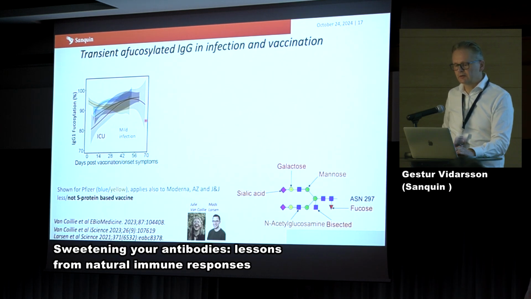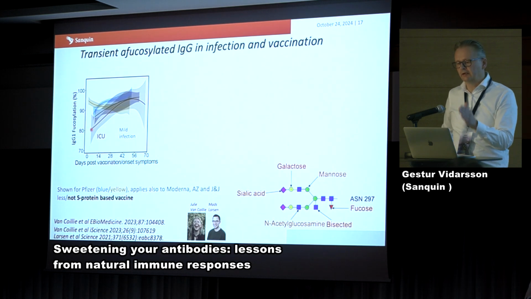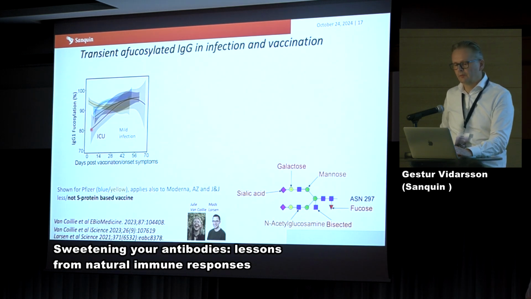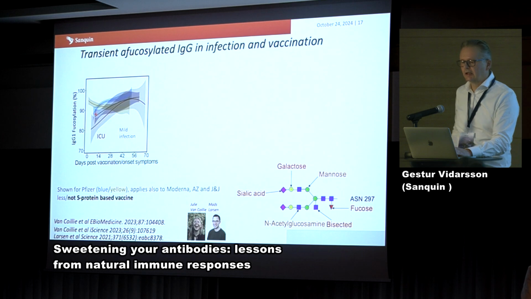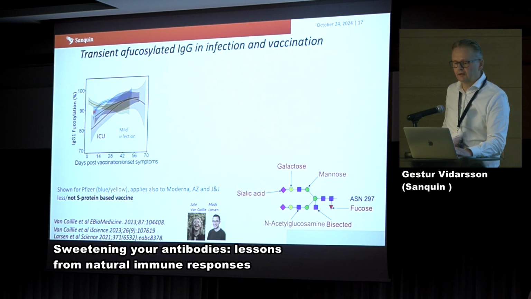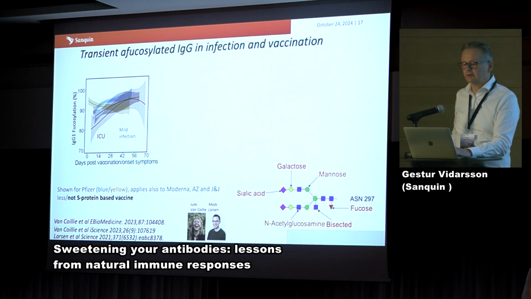And as you may know, in COVID-19 we see a tendency to make afucosylated antibodies in the beginning of the response, so in naive individuals when they seroconvert. This is stronger in people that are really heavily sick. It's less in people that are less sick, and also if you have vaccination, it's to a very similar degree.